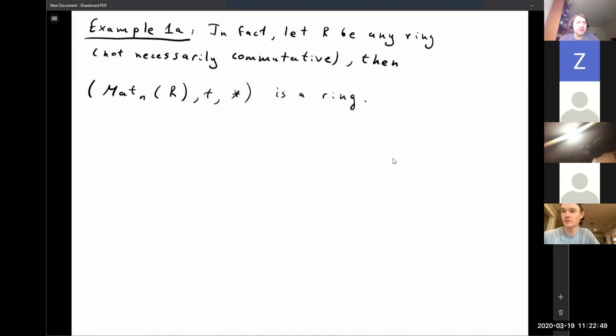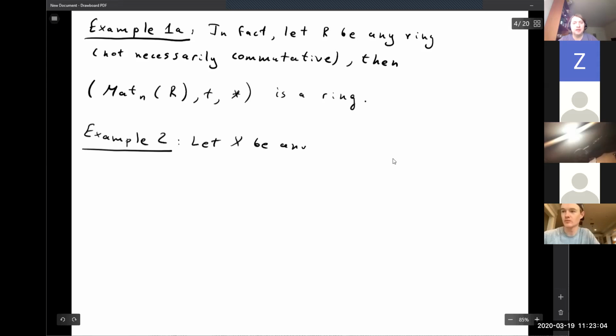Now, there is an even more interesting example, and that will be example 2. So let X be now any set.